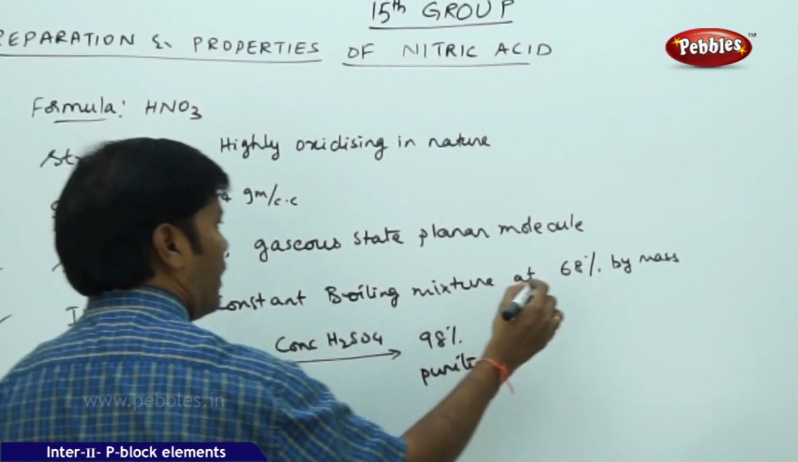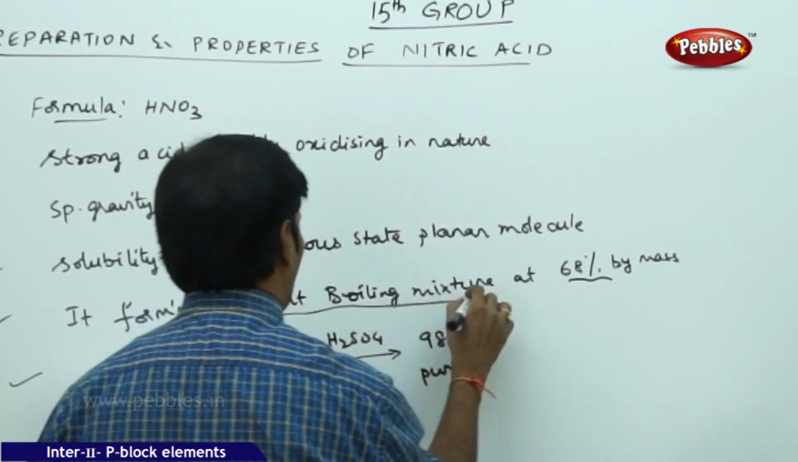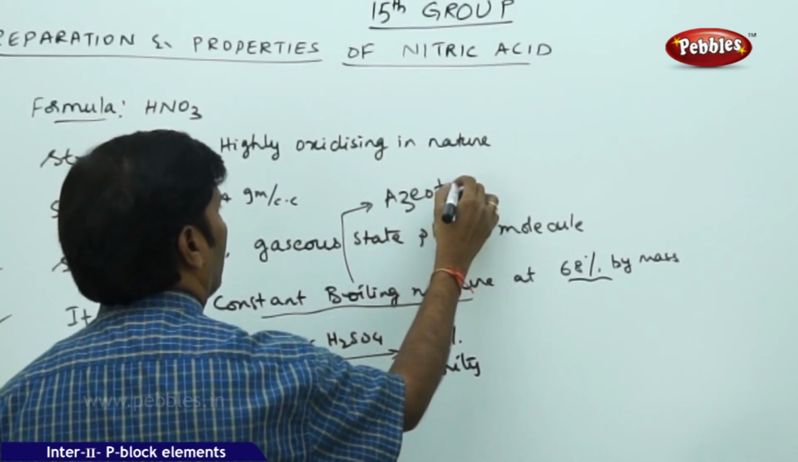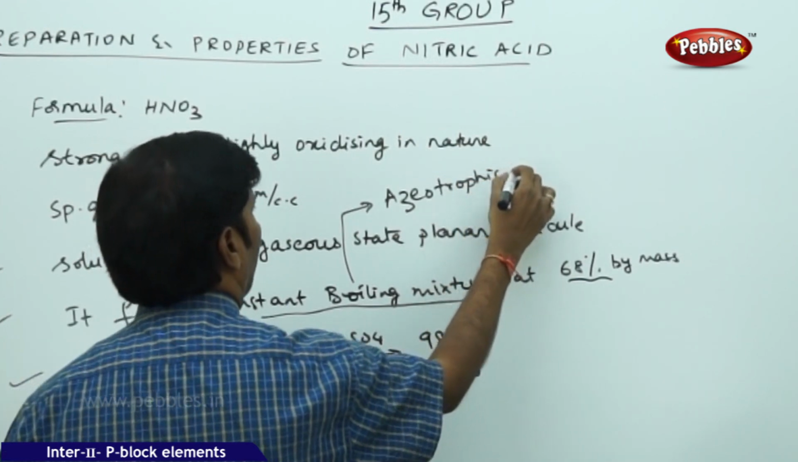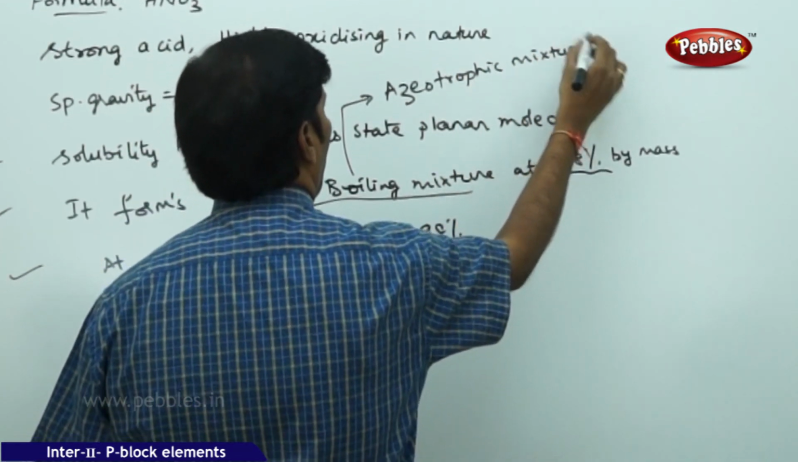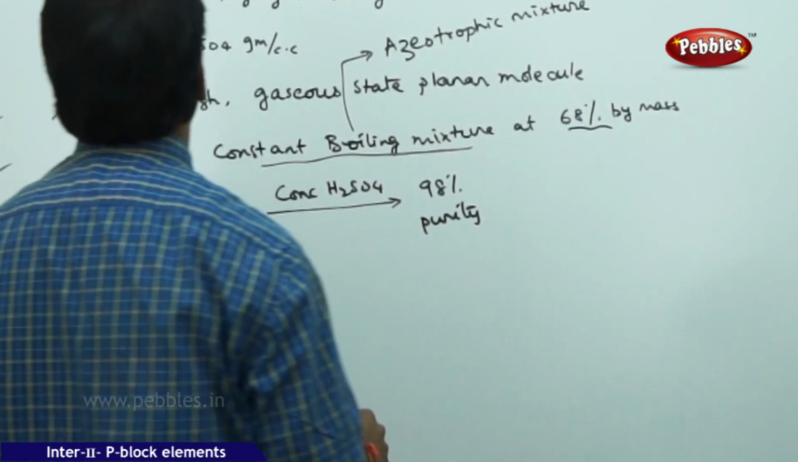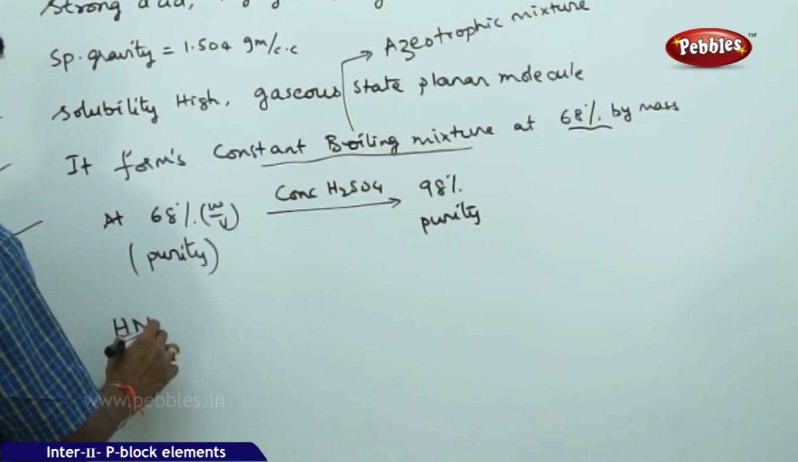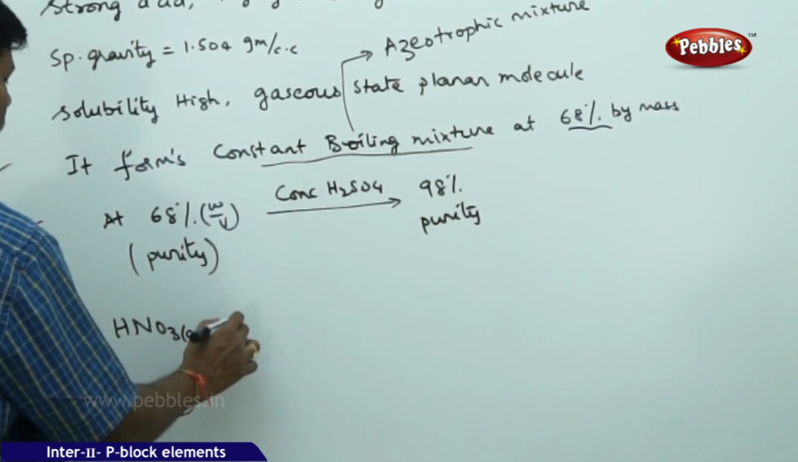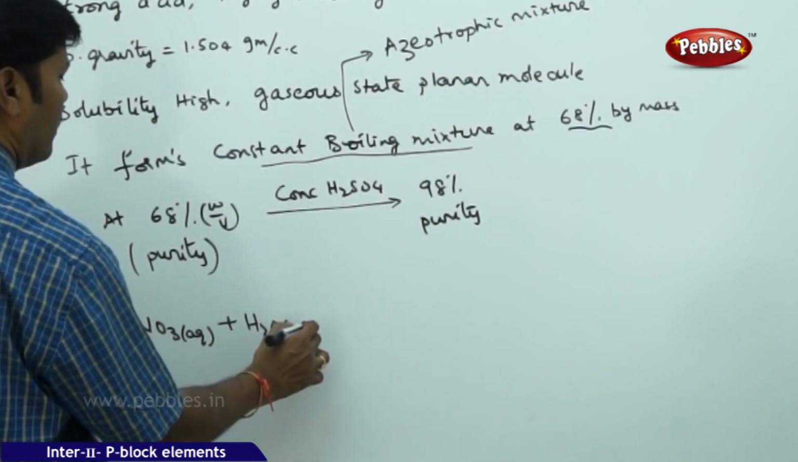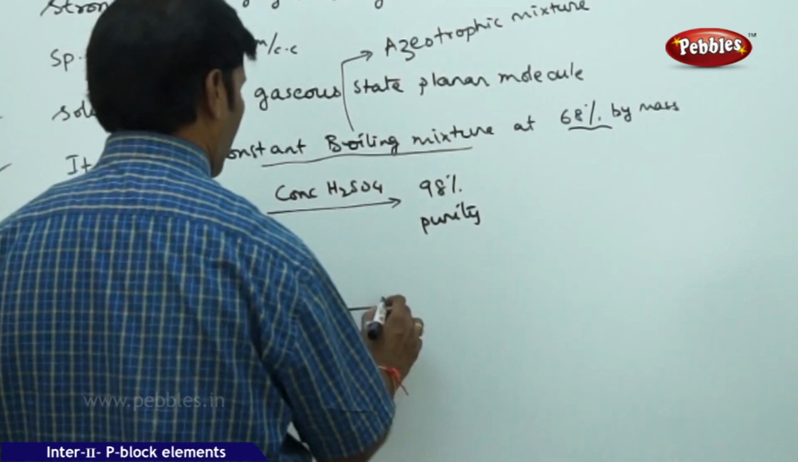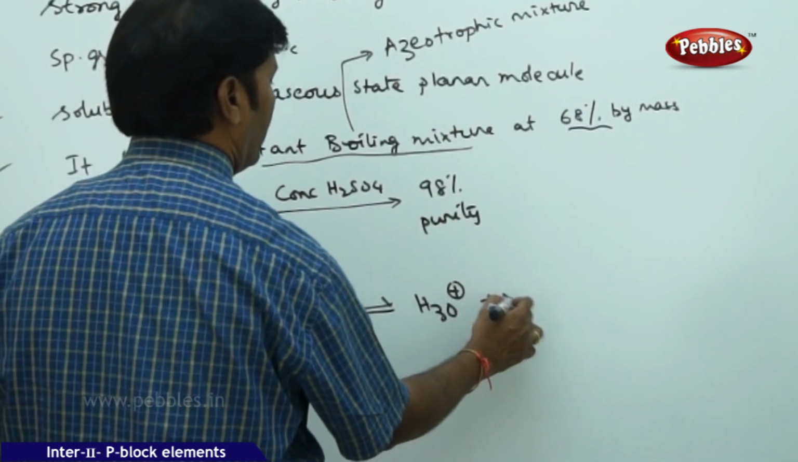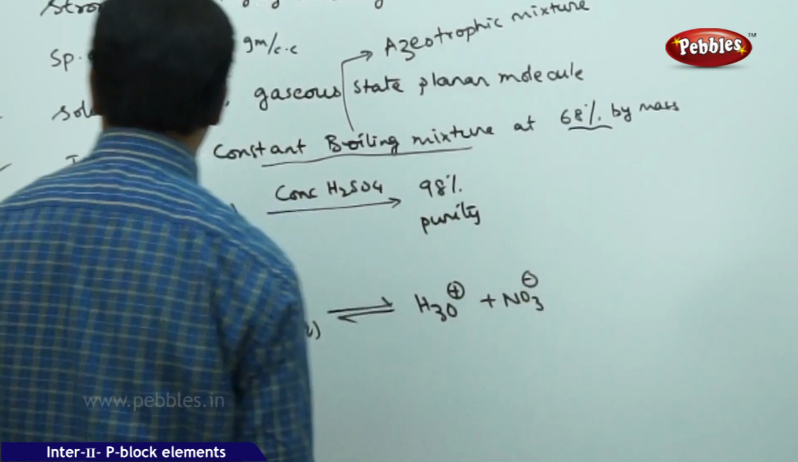So at this particular 68% by mass, it becomes the constant boiling mixture. This constant boiling mixture we can call an azeotropic mixture. Being a strong acid, HNO3 aqueous plus H2O immediately gives one H3O plus ion, releasing one proton, and it also gives one nitrate ion.